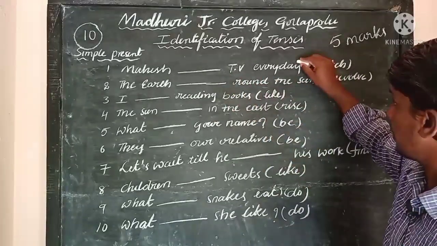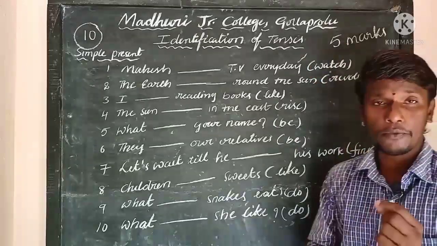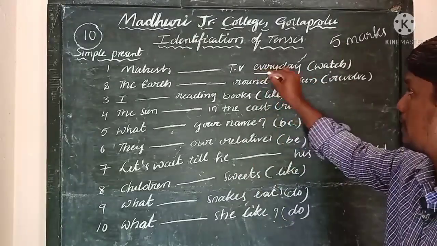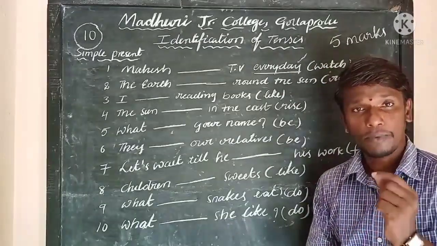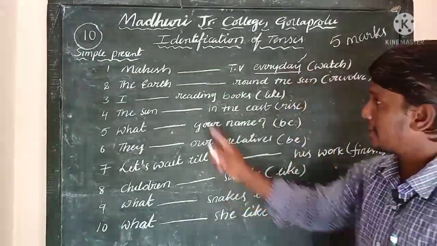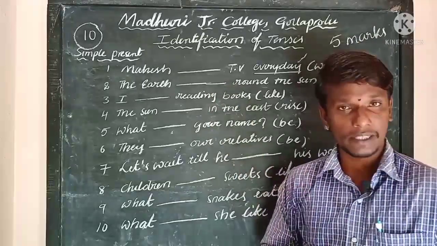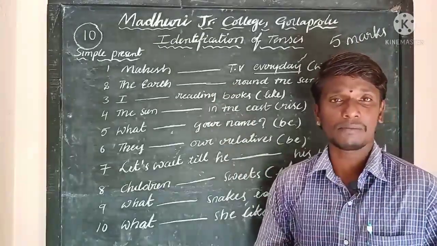As I have already told you, when you find adverbs like every day, daily, frequently, seldom, often, you should understand that the given sentence is in simple present tense. Now what is the structure of the simple present tense?